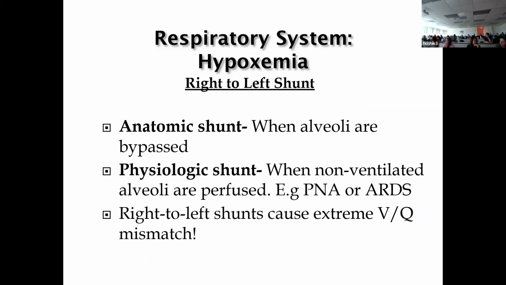So anatomic shunt is when alveoli are bypassed. Physiologic shunt is when non-ventilated alveoli are perfused. Example in pneumonia or ARDS. Right to left shunts cause extreme VQ mismatch. So right to left, deoxygenated blood mixing with oxygenated blood.